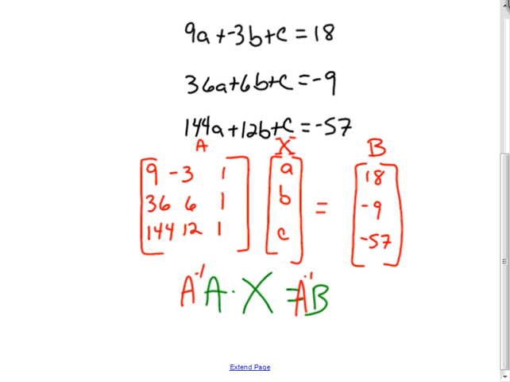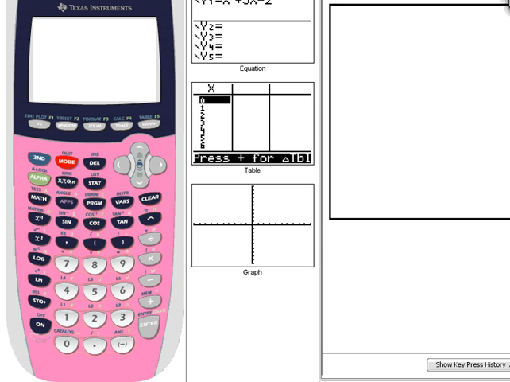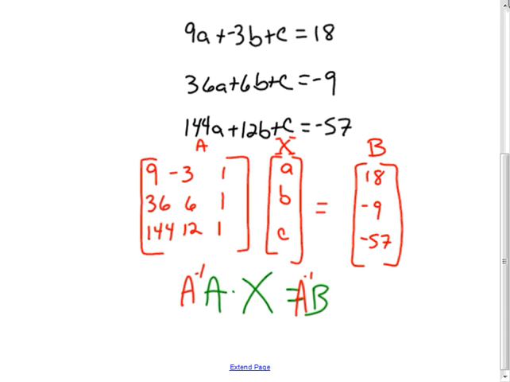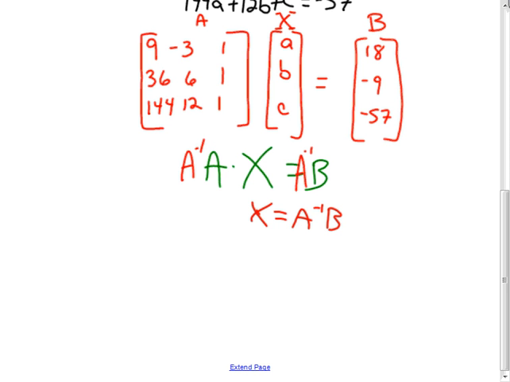So in my calculator, I'm going to have to type in the inverse of A and then multiply it by B. So take a moment, enter matrix A and B into your calculator. So I have the information put into my calculator. So as it says, I have to find X, I have to take the inverse of A and multiply it by B. That's going to give me my X matrix, which is the A, B, and C.